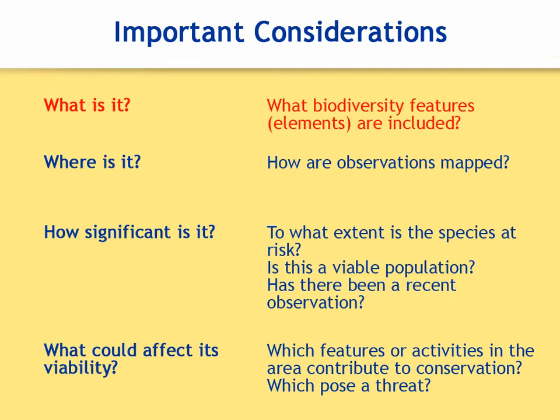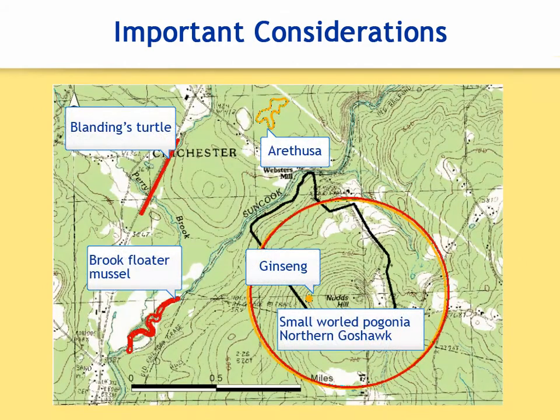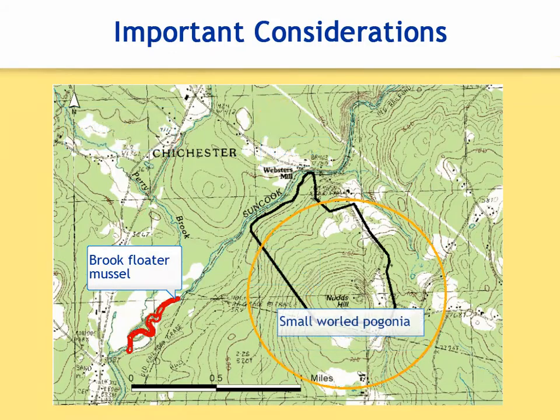Using the questions we've gone over, one important consideration is which tracked elements the analysis should focus on. For example, if you were looking only at legally listed species, all these records except the mussel and the small whorled begonia would disappear.